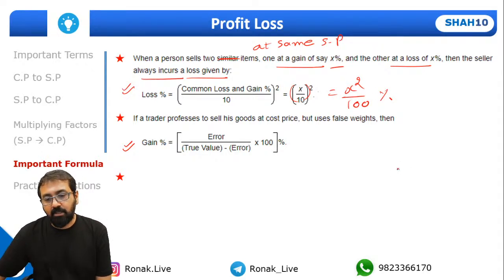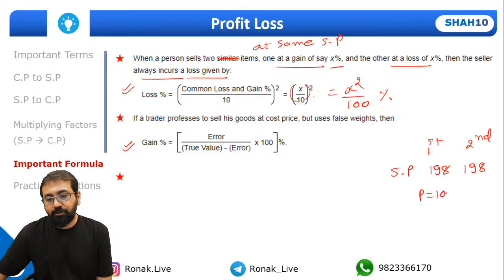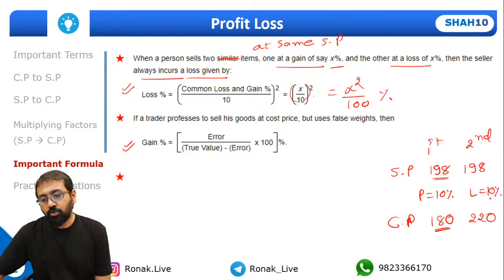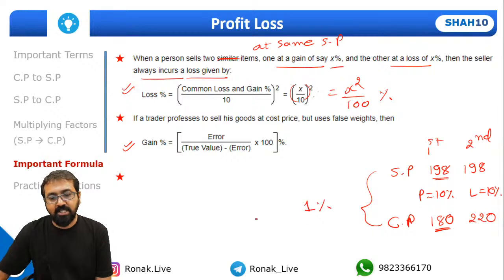Remember, for example, selling price of two articles, first and second article, is the same, 198. On the first one I made a profit of 10%, on the second one I incurred a loss of 10%. So what should be the cost price of the first one? Can I say cost price should be 180? Only then when I sell at 198 I'll make a profit of 10%. Yes or no? Same way, what should be the cost price of this one? Can I say it should be 220, minus 10% of that will come out to be 198. So if you check in this transaction, I'm incurring a loss of 1%. Check this thing.